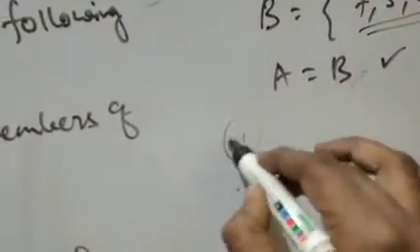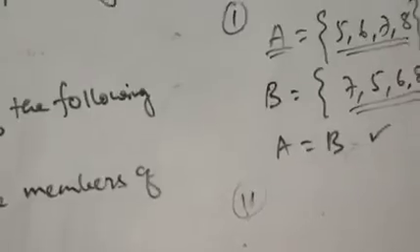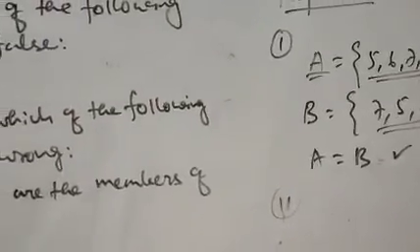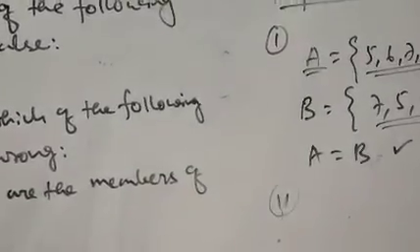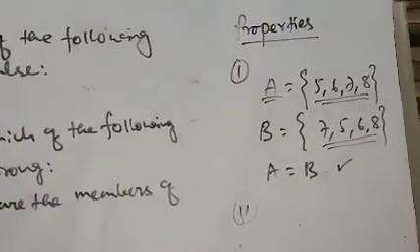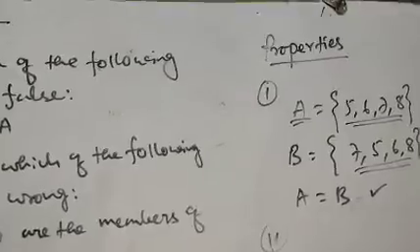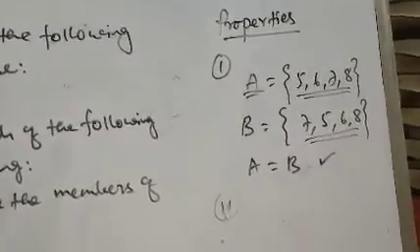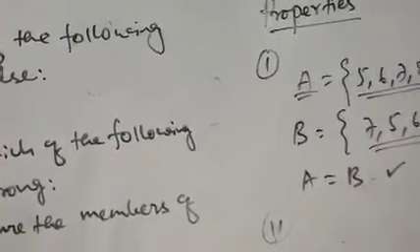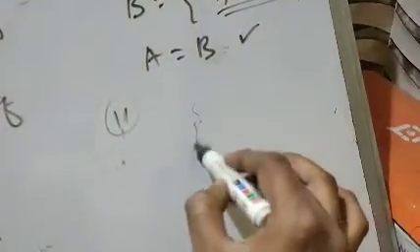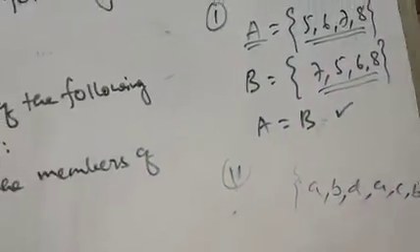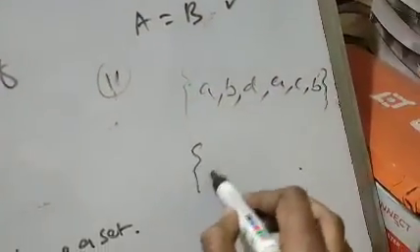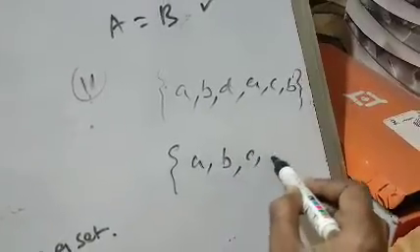The second property is that if one or many elements of a set are repeated, then also the set remains the same. If you repeat some elements, or one element, suppose, the set remains the same. For example, suppose we have a set A, B, D, A, C, B. This set is exactly the same as the set A, B, C, D.